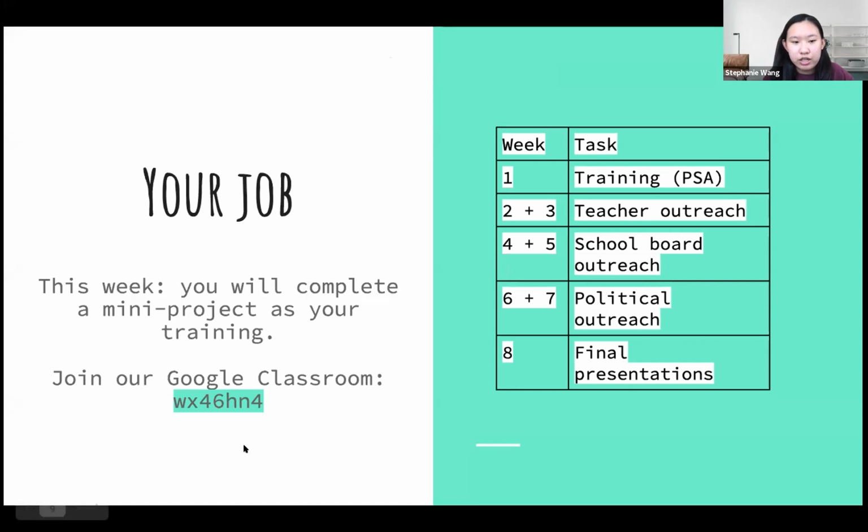I can go back to this page when we are, let me just go ahead and share this in the chat so that you can join. So this is the Google Classroom join code.